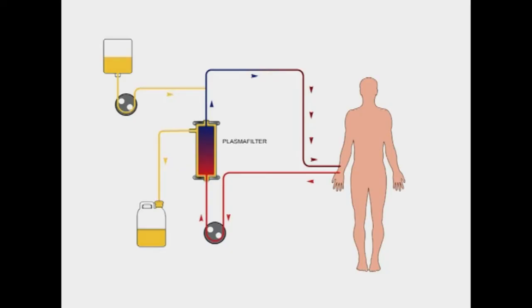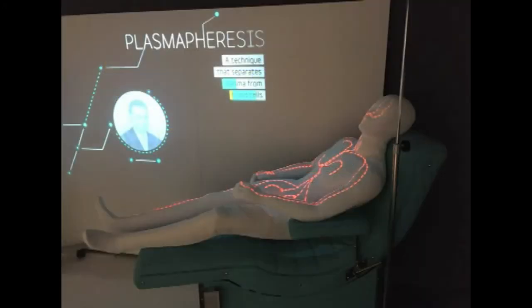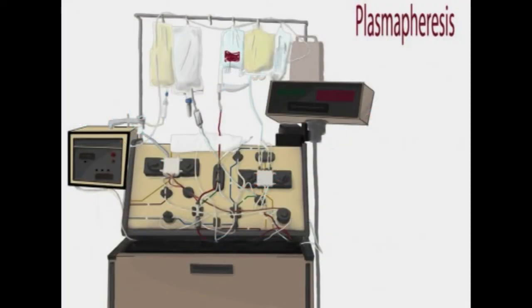In Goodpasture syndrome, plasmapheresis is used for the treatment. Plasmapheresis is a mechanical process which removes antibodies from the blood by taking some of the plasma out and replacing it with other donated plasma.